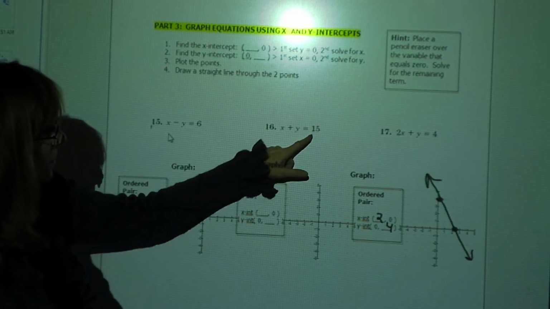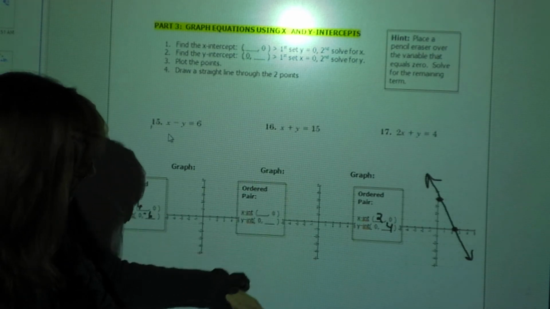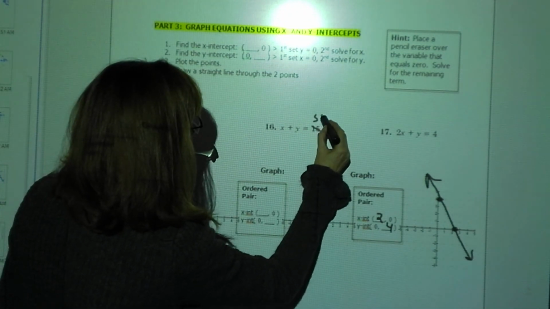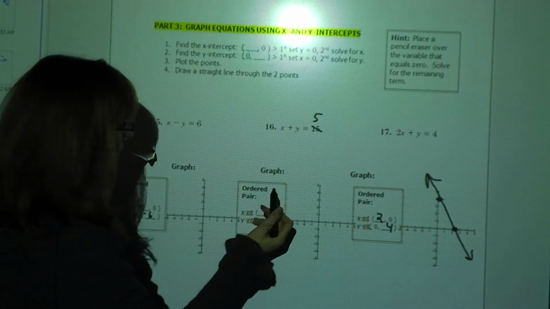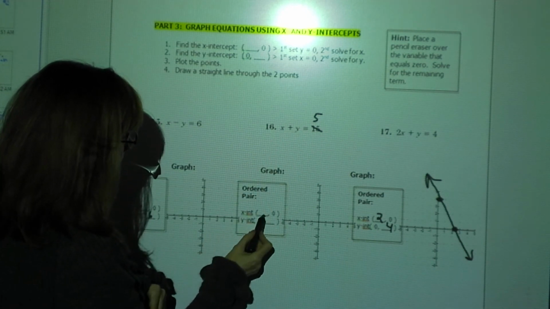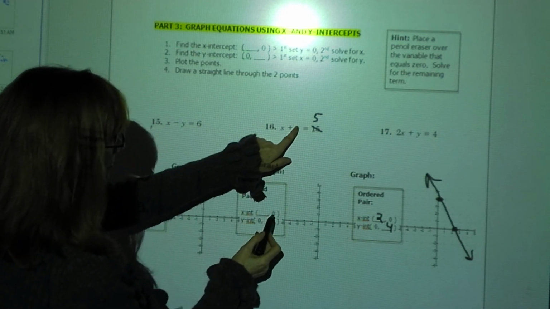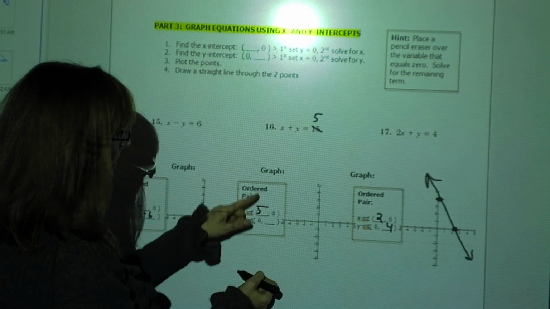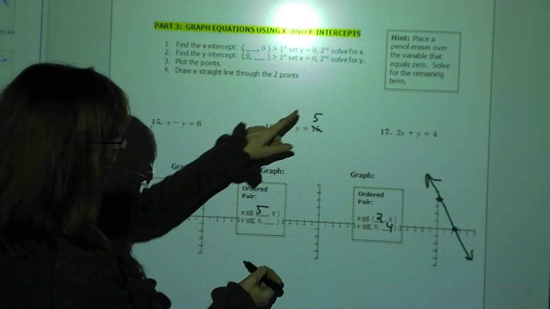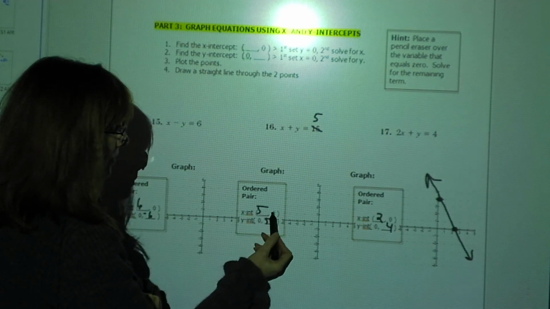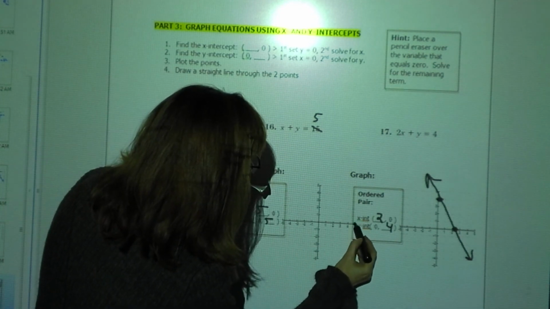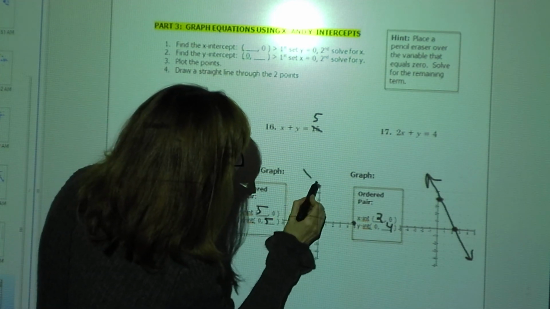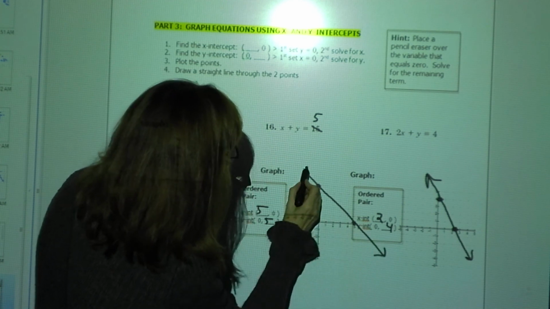If you want, on this one, we can change this to 5 because obviously 15 is not going to fit on that graph. So let's change this equation to x plus y equals 5 so that at least it will fit on the graph. So now again, I want to find my x-intercept. I'm going to let y equal 0. So x would equal 5. And then here to find my y-intercept, I'm going to let x equal 0. And I end up with y equals 5. So my ordered pairs are (5, 0), which is right here, and (0, 5), which is right here. And then again, I'm going to connect those 2 points, and there's my line.